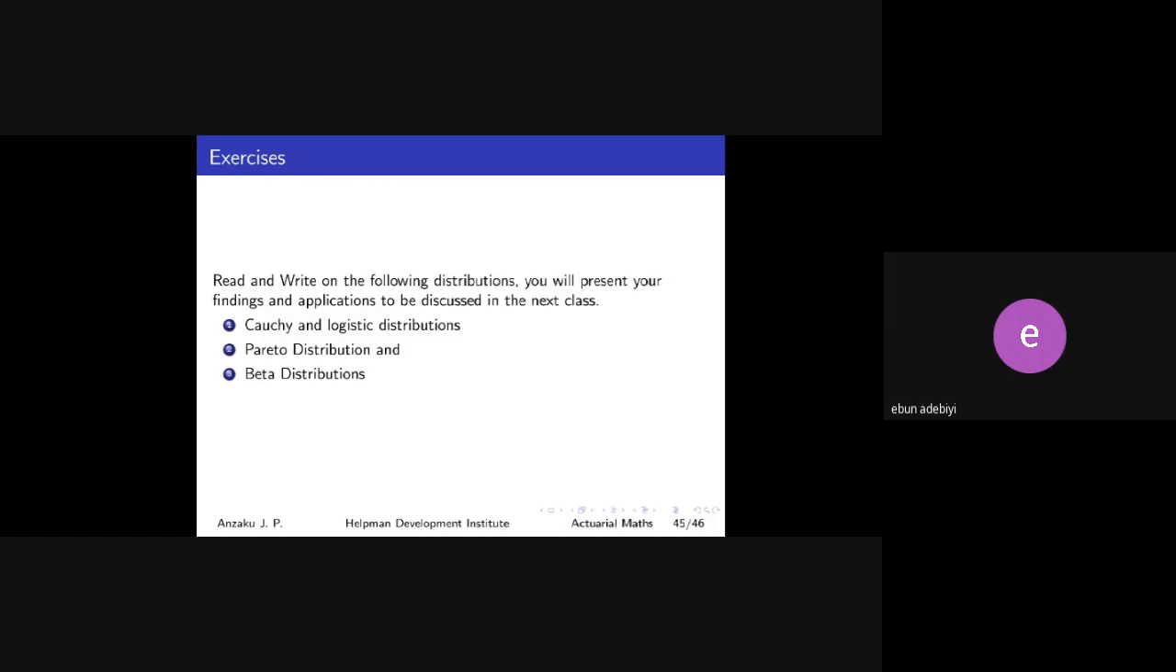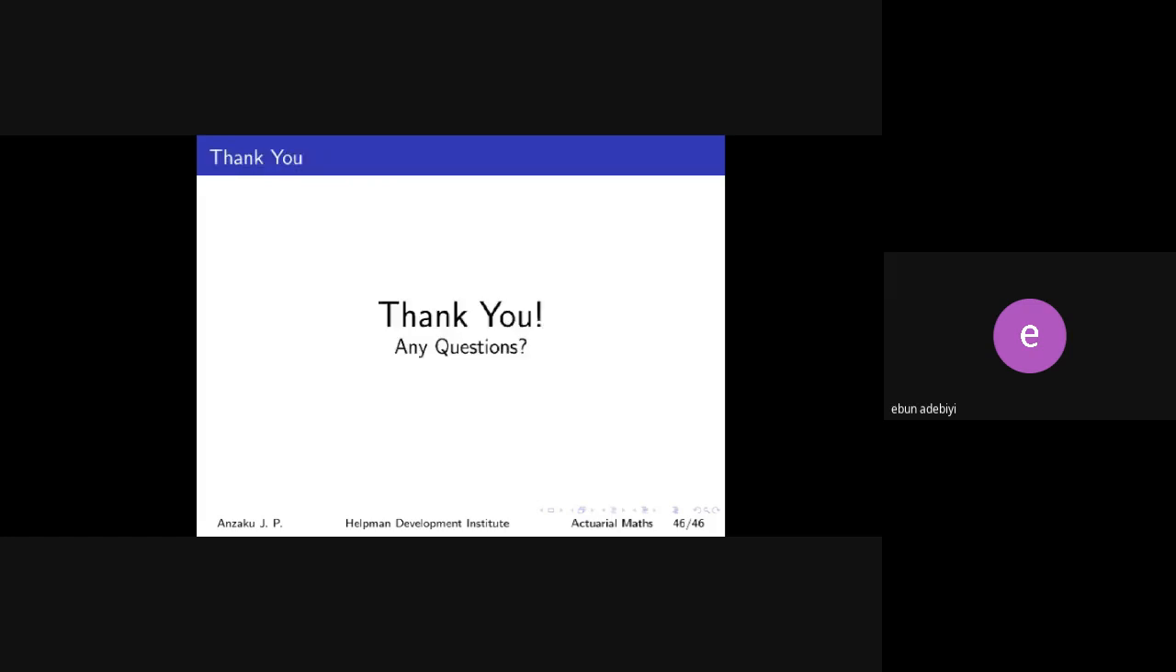Then when we come on that day, we will present accordingly, depending on those who are in class. The presentation will take marks too. Aside from the assignment, the presentation will take some marks. So we'll read and write on these four distributions: the Cauchy, the logistic, the Pareto, and the beta distributions. All right.